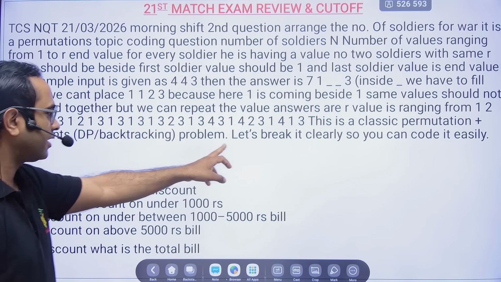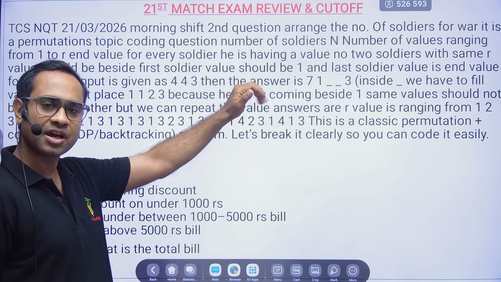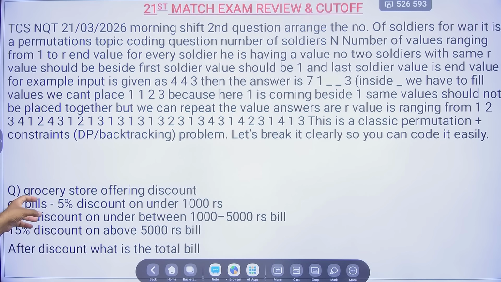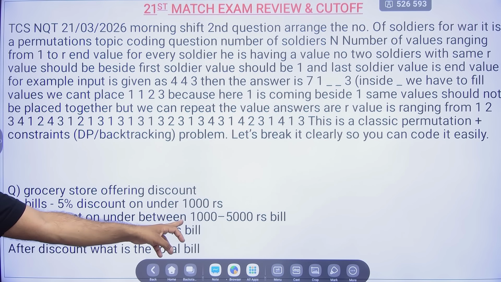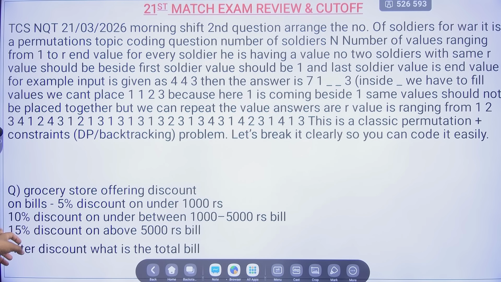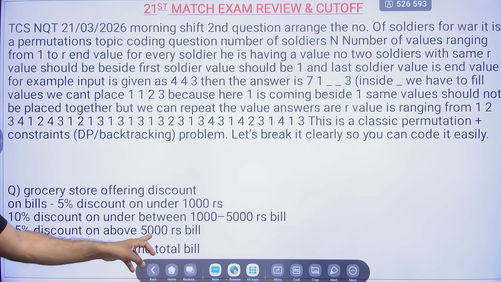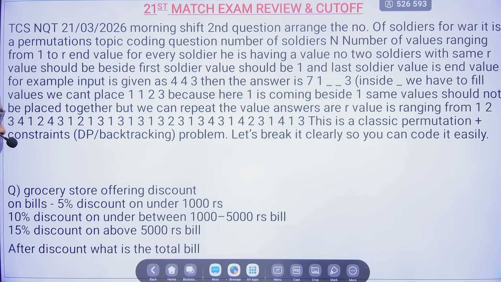Already the solution is provided, but we will provide it in Java, Python, all 3 languages. Second question was: a grocery store offers a discount on bills, 5% discount on bills under 1000 rupees, 10% discount on bills between 1000 and 5000 rupees, 15% discount on bills above 5000 rupees. After the discount, what is the total bill?